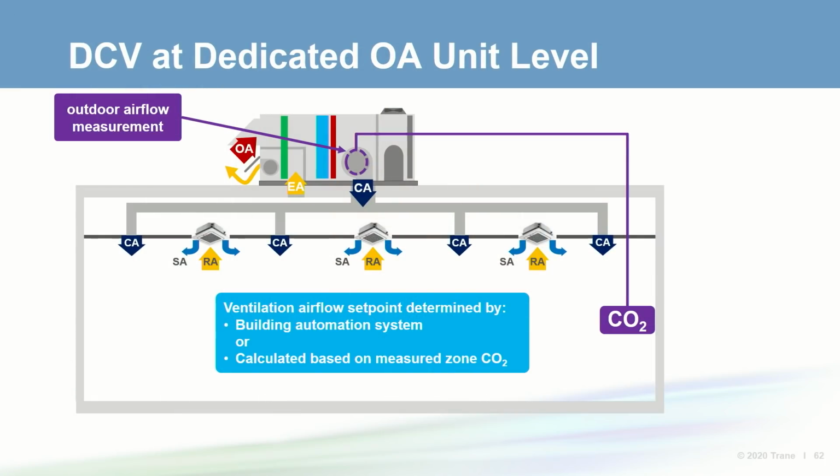dedicated outdoor air unit. Or the unit controller itself may use a CO2 sensor installed in the zone and reset the ventilation airflow set point based on this. In either case, the dedicated outdoor air unit then modulates its fan speed to maintain this desired outdoor airflow. But if the dedicated outdoor air unit serves multiple ventilation zones, then DCV should be implemented at the zone level.